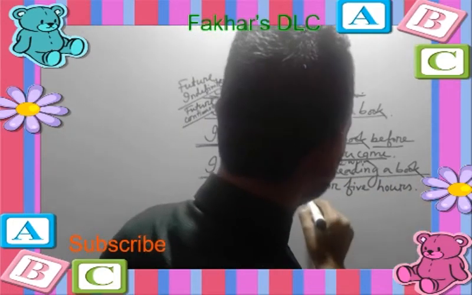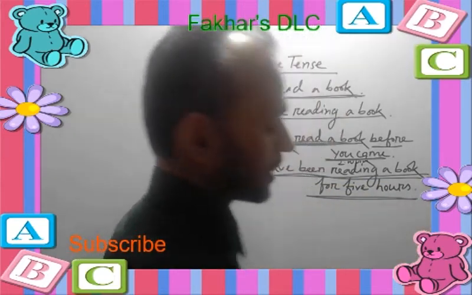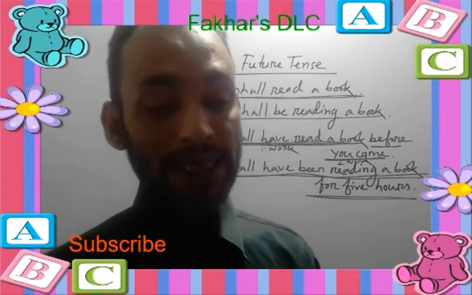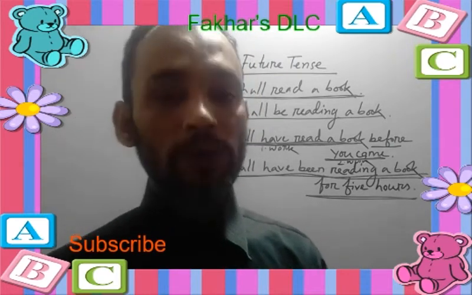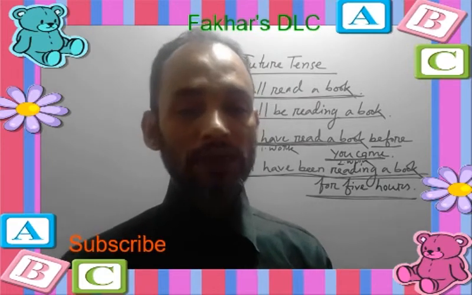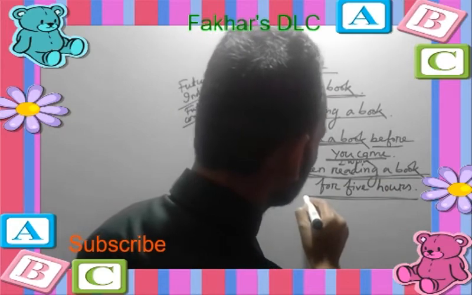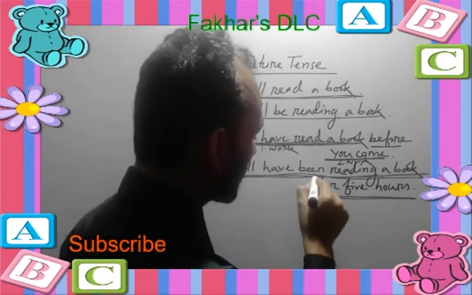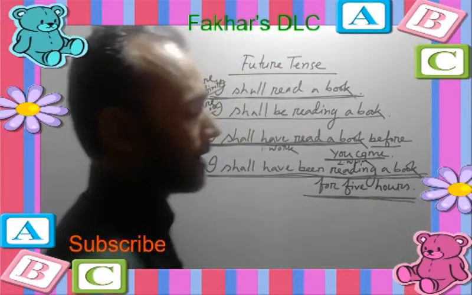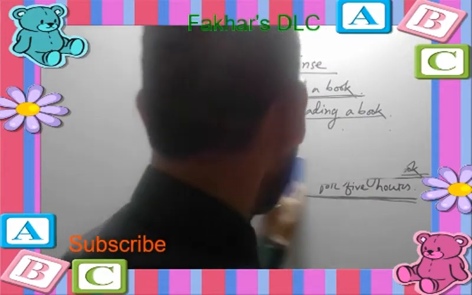Okay, now we will go for that. I shall have been reading a book for 5 hours. That means one work will be continuing for 5 hours in future. So which works will be continuing in future, and it carries a fixed time, or it will be continuing for a period of time, or it will be starting from a fixed time. Such kind of tense will be in future perfect continuous tense. So I shall have been reading a book for 5 hours. That means I will be continuing reading a book, and I have a period of time, and it is 5 hours.